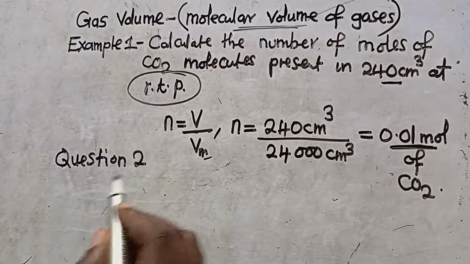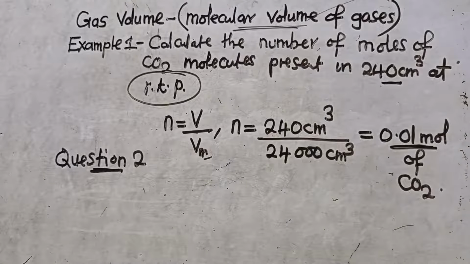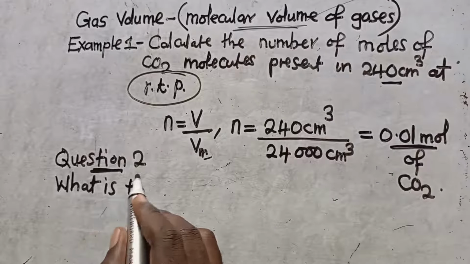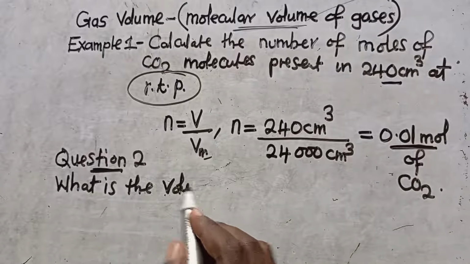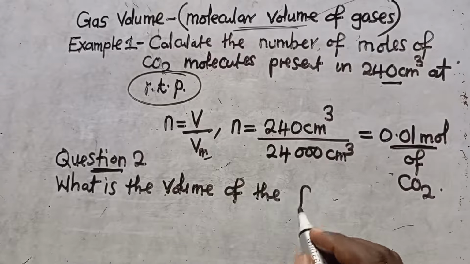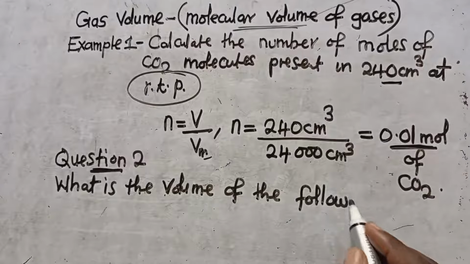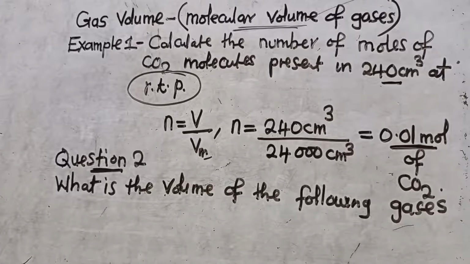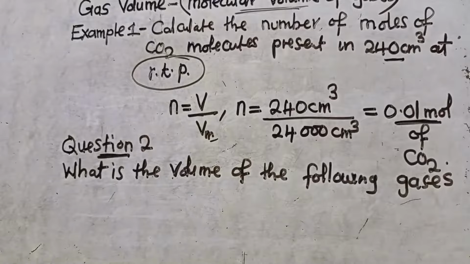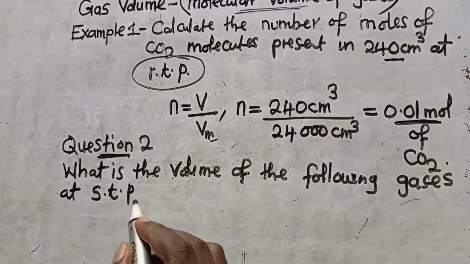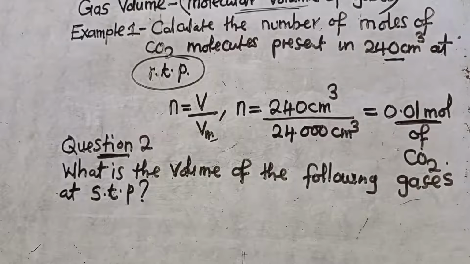I will say this is question 2. How then can we go about this particular question? The question is saying, what is the volume of the following gases at STP? So you are given such a question.